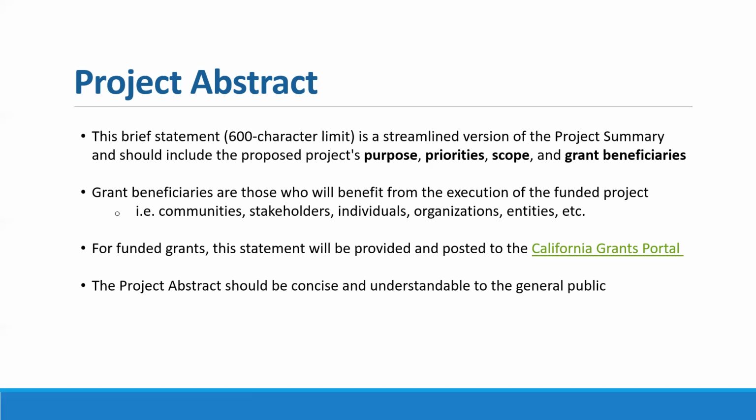Grant beneficiaries are going to be those who will benefit from the execution of the funded project. So those are going to be individuals like stakeholders, communities, individuals, organizations, entities. So basically any beneficiary that the grant intends to serve. And so because these project abstracts will be posted publicly, again, should your project receive funding, these project abstracts should be concise and they should be understandable to the general public.